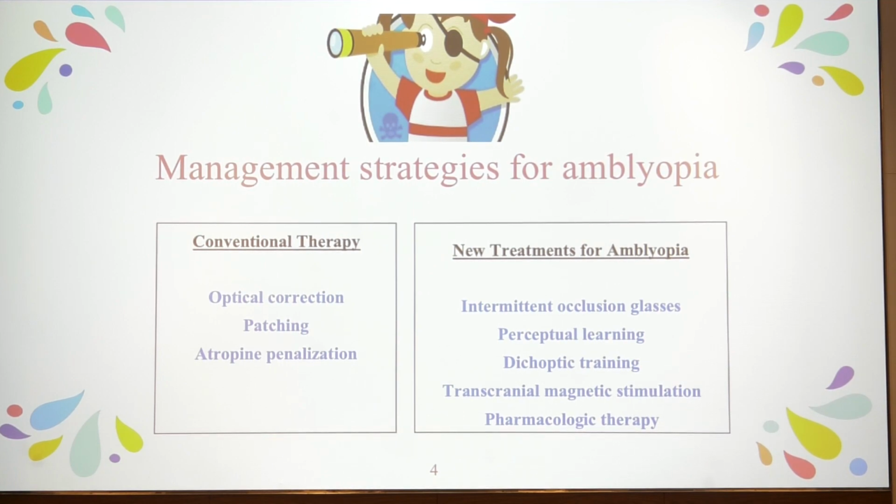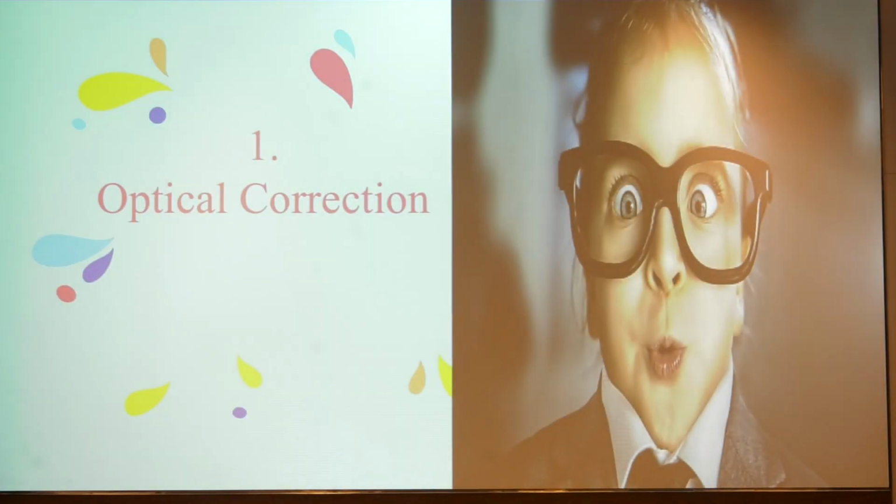Now, management strategies for amblyopia are broadly divided into the conventional therapy options and the new treatments for amblyopia. The conventional therapy includes optical correction, patching, and atropine penalization. And the new treatments include the intermittent occlusion glasses, perceptual learning, dichoptic learning, transcranial magnetic stimulation, and the pharmacological therapy.